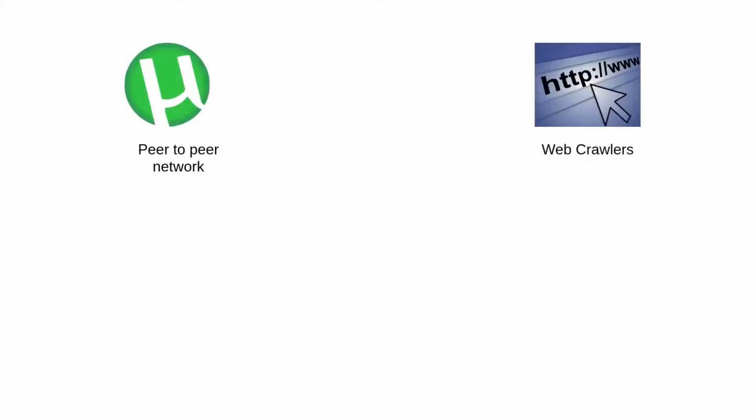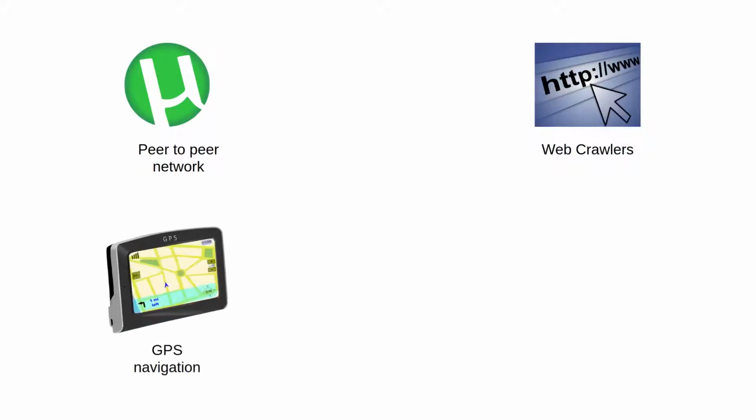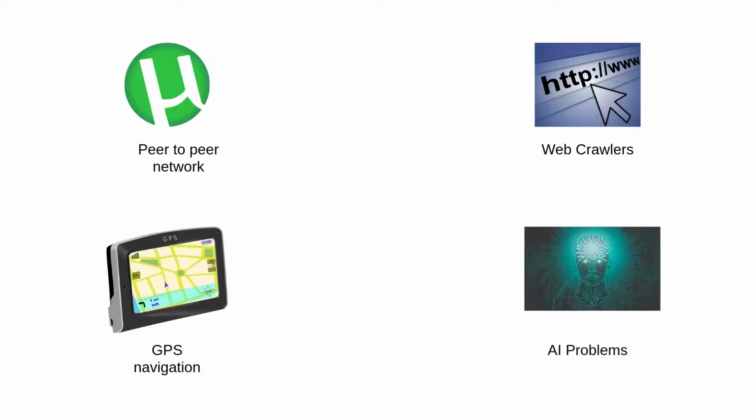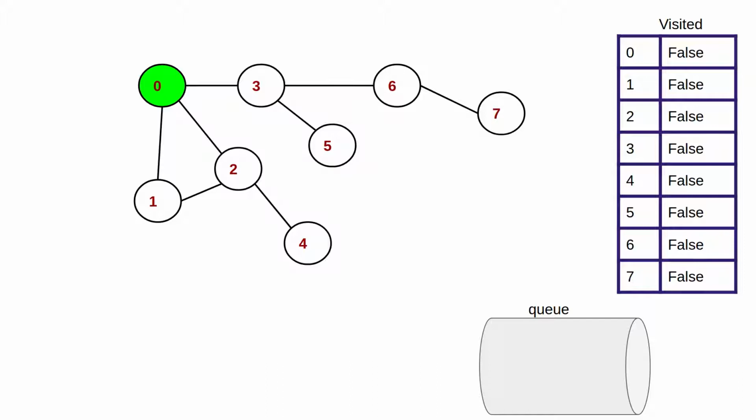Breadth first search has a wide range of applications. It is used in peer-to-peer networks such as BitTorrent client, then web crawlers, in GPS navigation, and in many AI problems. Many AI problems can be solved using BFS.